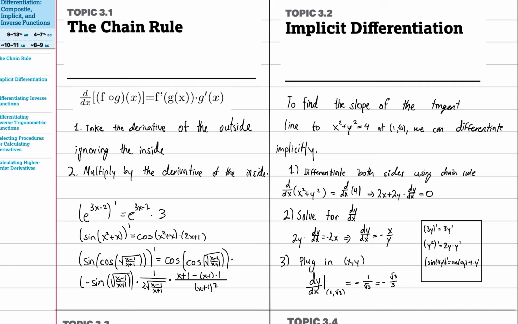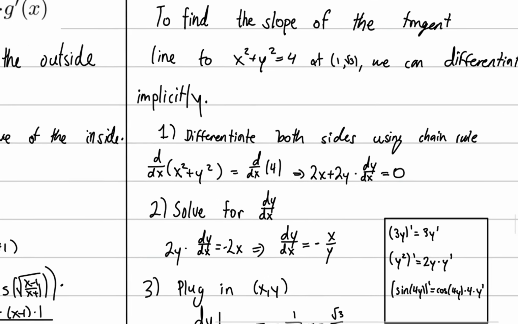Implicit differentiation. Now, let's say we wanted to find the slope of a tangent line to an algebraic curve, okay? There's a lot of curves algebraically that aren't functions, right? But nonetheless, we can still find the derivative at a point, right, by differentiating what we know as implicitly. So how are we going to do it? We're going to differentiate both sides using the chain rule, okay?